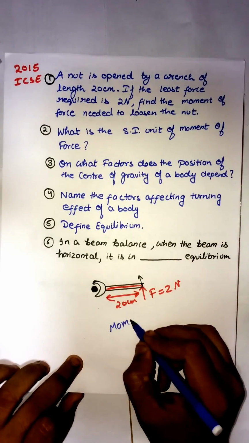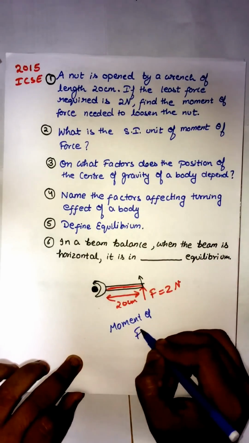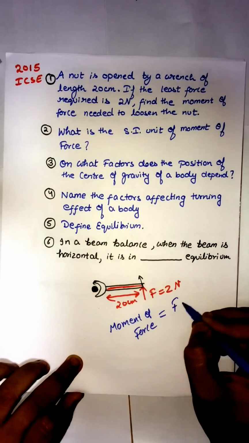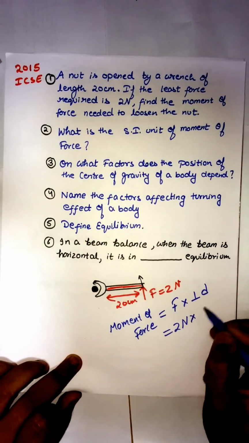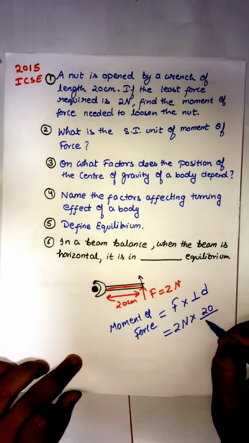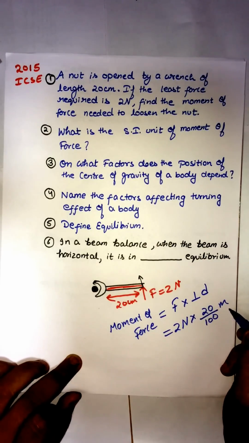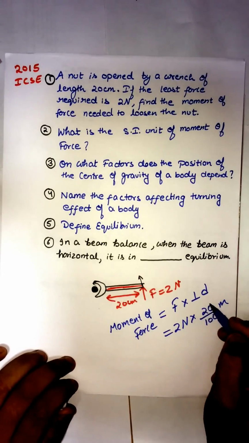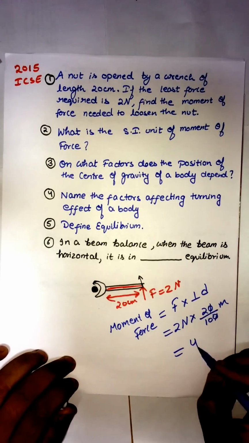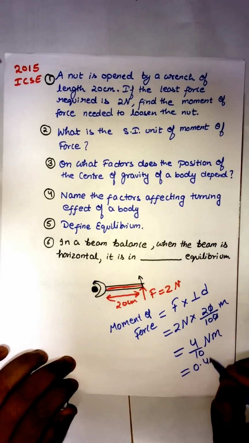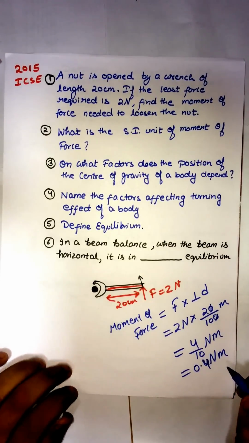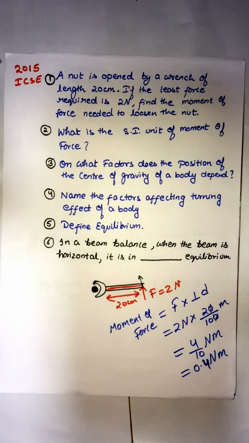So the formula for moment of force is force multiplied by perpendicular distance. The force is 2 Newton and the distance is 20 centimeter. So I convert it into meter by dividing by 100. So we get 2 into 0.2, which is 0.4 Newton meter. This much moment of force is required.